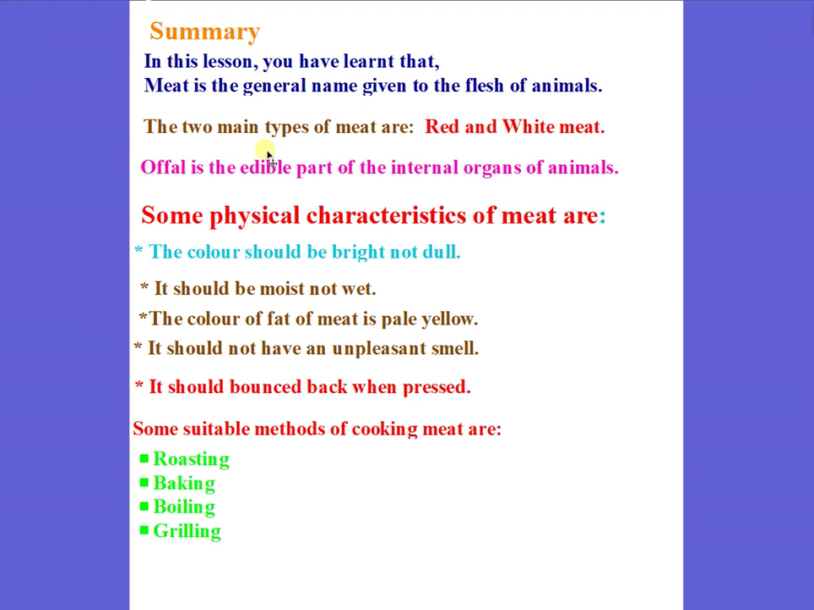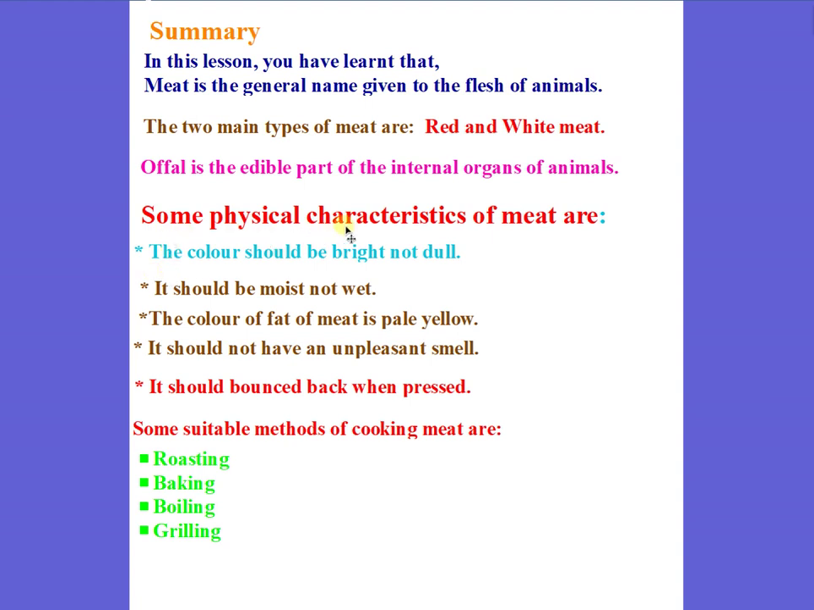Children, let's summarize what we have learned so far. In this lesson, you have learned that meat is the general name given to the flesh of animals. The two main types of meat are red and white meat. You also learned that offal is the edible part of the internal organs of animals.